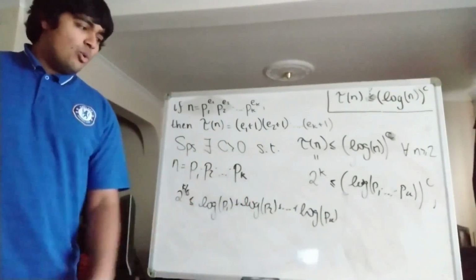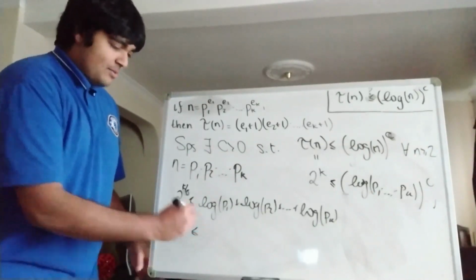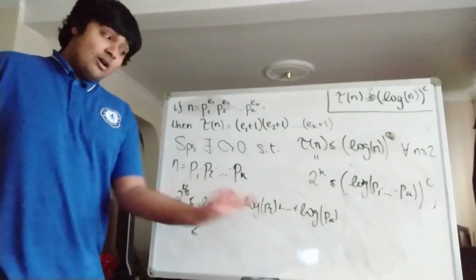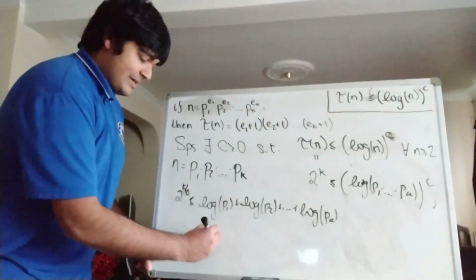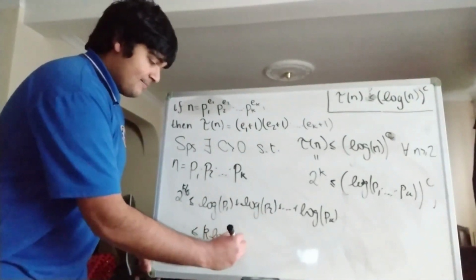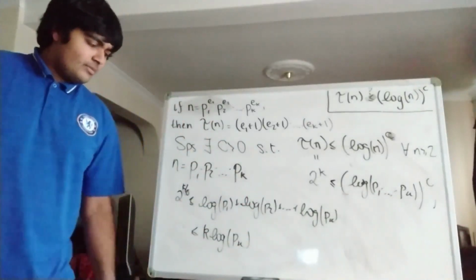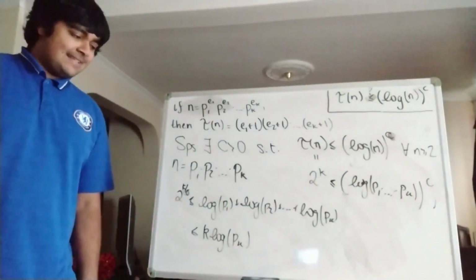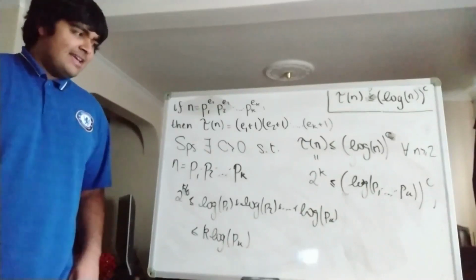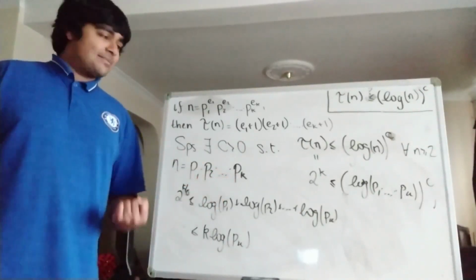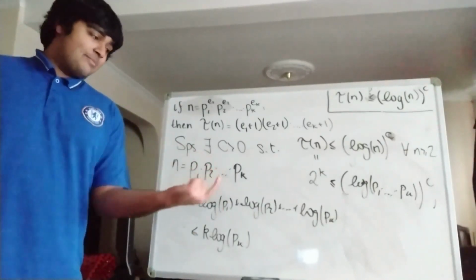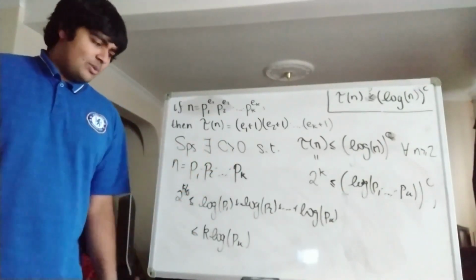Perhaps what we can do is bound all of these things, because we know log p1 is going to be less than or equal to log pk, log p2 is going to be less than or equal to log pk, and so on. So all in all, this is going to be less than or equal to k log pk. So we have 2 to the k over c is less than or equal to k times log pk. And remember that k is arbitrary. We can choose k to be as big as we want because there are infinitely many primes, so we can take n to be as big as we want.